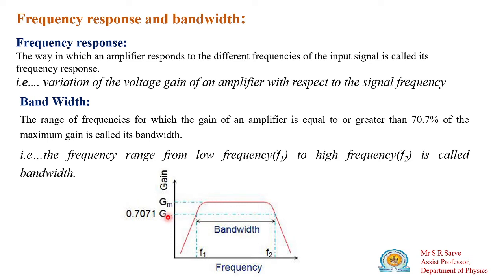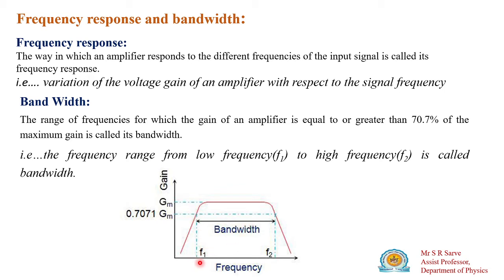Okay, so we have to calculate. How can we calculate? We take 70.7%, exactly. We will take 70.7% of the maximum gain. Suppose your maximum gain is 100, then 70.7 of this starts from here. So at this point, what is the frequency? That is known as your lower cutoff frequency.